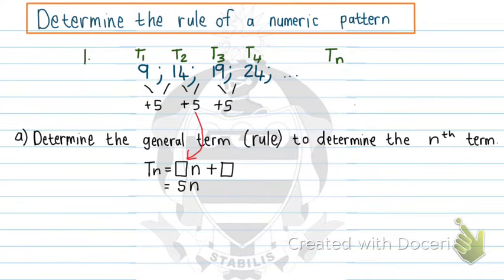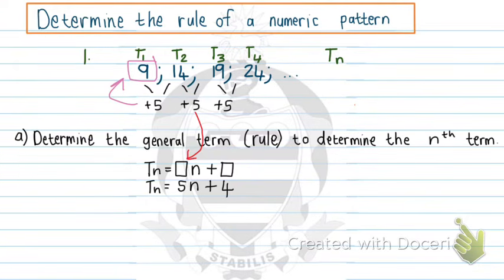So first I have Tn equal to 5n, and then I still need something for the last block. I take the constant difference and ask myself, what do I do to that 5 to get to 9? So I take the first term. What do I do to 5 to get to 9? I add 4. So the rule will be Tn is equal to 5n plus 4.